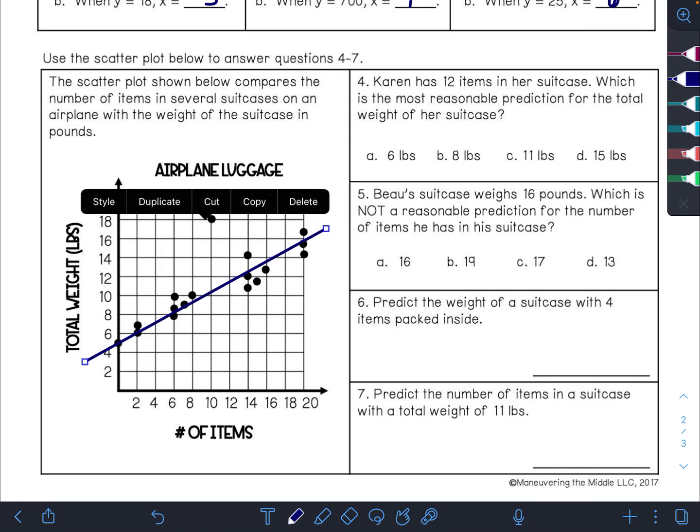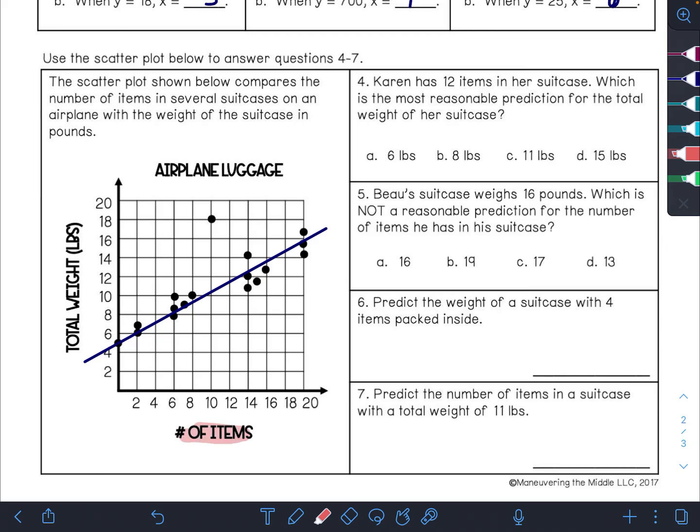So if Karen has 12 items, so I'm going to look down here for number of items and I'm going to look at 12. She has about 12 items. About how much should it weigh? So if you go over, it's a little bit below 12, so I would say it would be about 11 pounds.